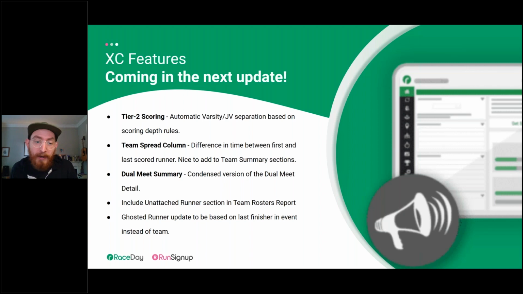Next, we are going to be including that unattached runner feature in the team rosters report. Right now, unattached runners are not going to show up in team rosters. If you need unattached runners to show up in team rosters, you'll be able to do that in the next update. And finally, the ghosted runner changes we have coming will allow you to say that the ghosted runners that are automatically added to fill out the incomplete teams are going to be based on the last finisher in the event instead of the last finisher per team. So those will all be coming soon.